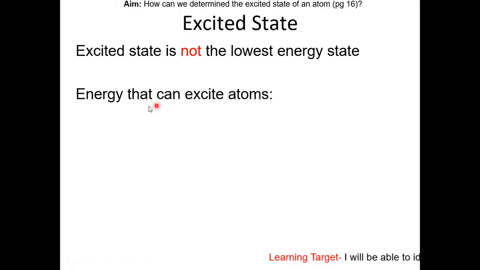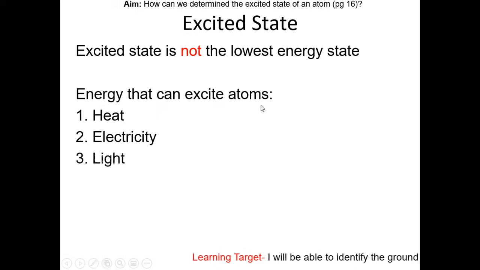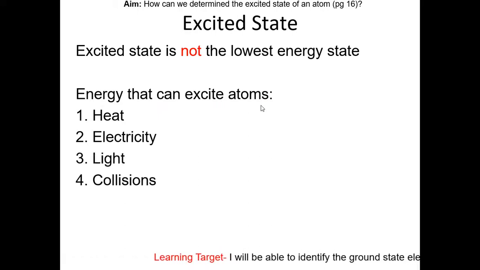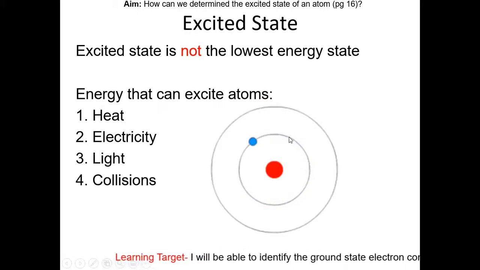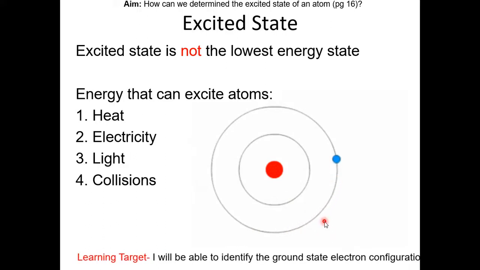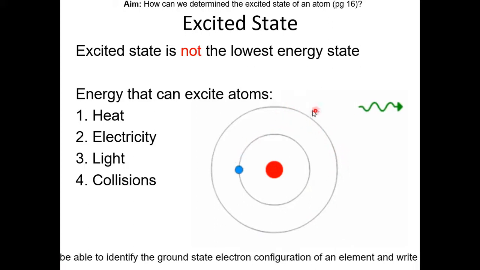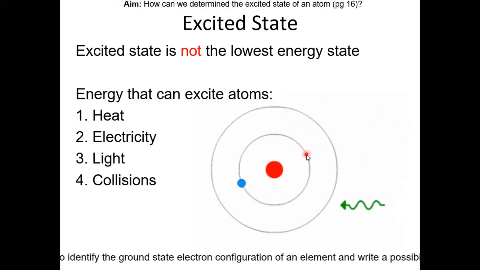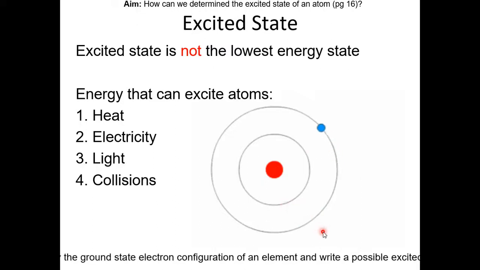So how can we excite atoms? There's a couple of ways: heat, electricity, light, and collisions, okay? So here's a GIF of what's going on. You can see that green arrow was energy. So here's the electron releasing energy. It goes back to the ground state. If it absorbs energy, it goes up.